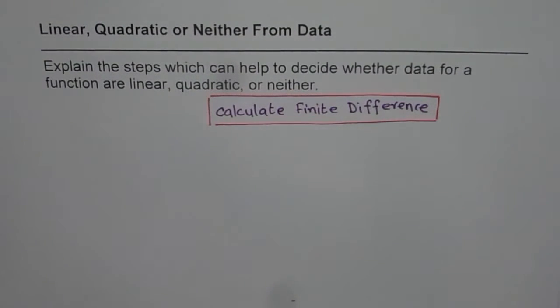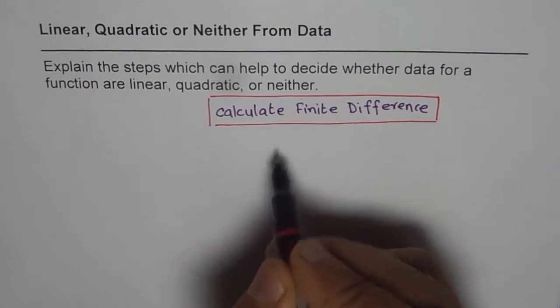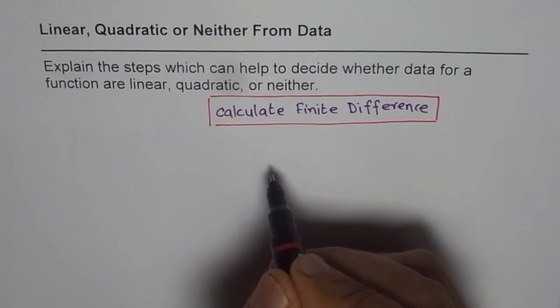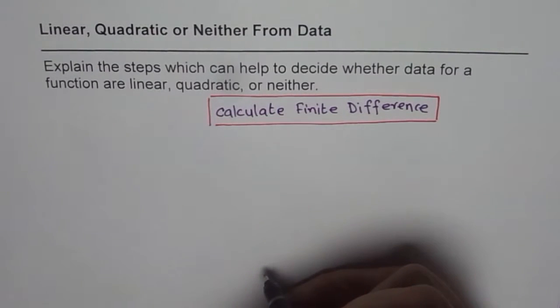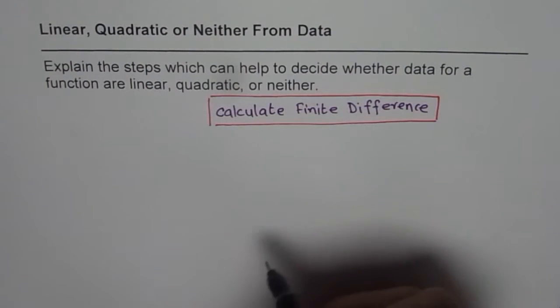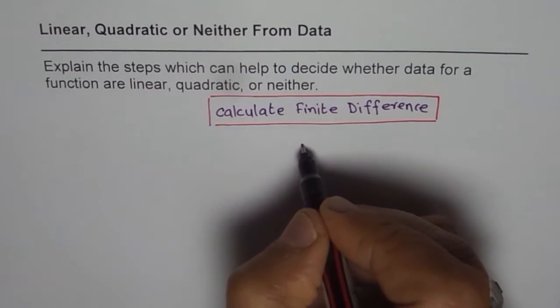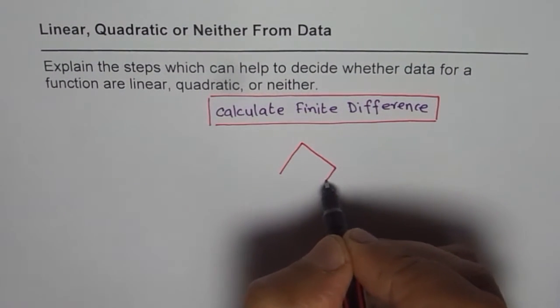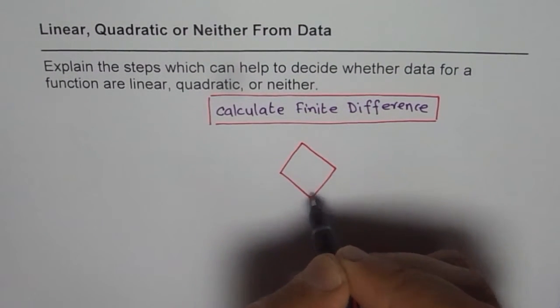Finite difference: we are given the data with x and y values. So you need to find y2 minus y1, and then check all the values. If they are constant, then it means linear. So find the finite difference, then check whether it is constant or not. If it is constant, then it's a linear function.